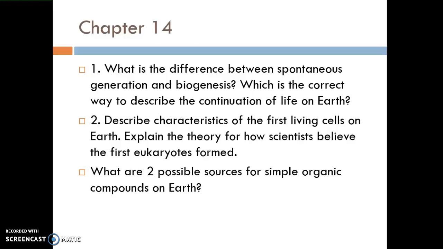Just as a reminder, spontaneous generation is saying that living things can come from non-living things, and then biogenesis states that living things must come from other living things. So the correct way to describe the continuation of life on Earth would be biogenesis. You can look back over the scientists who determined this and actually gave data for this so that they could convince people that this was true.